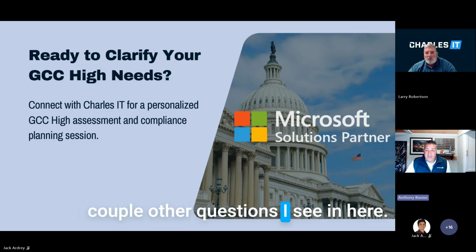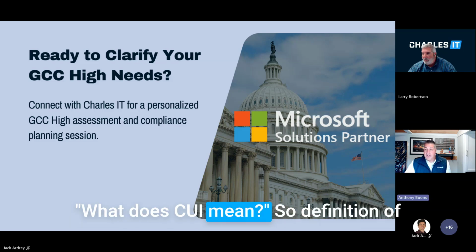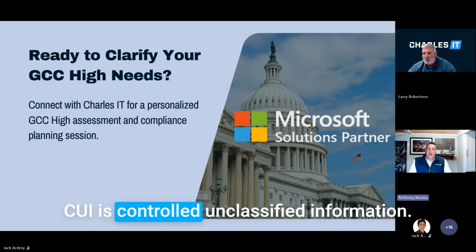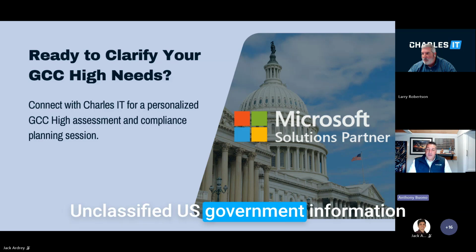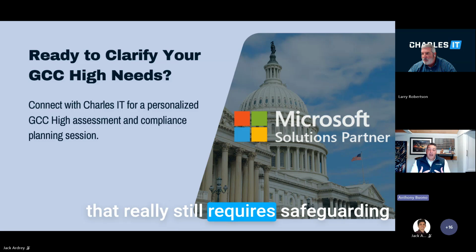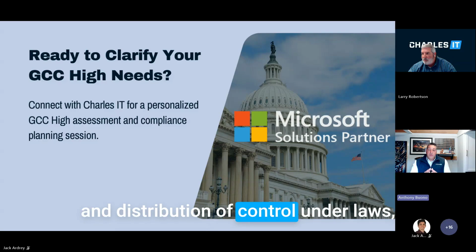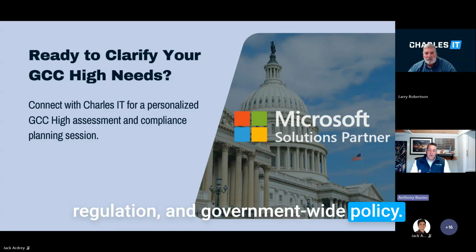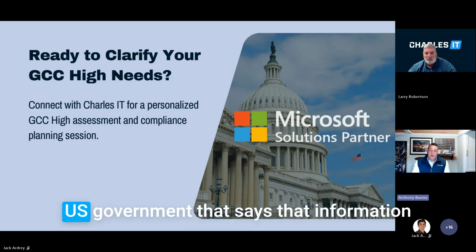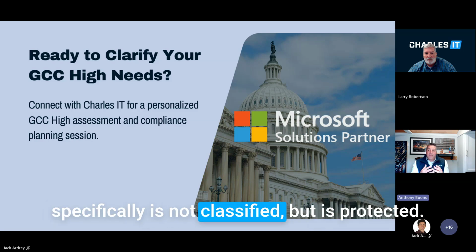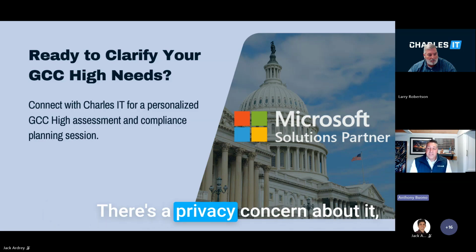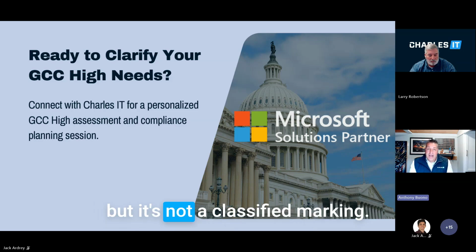A couple other questions I see in here. What does CUI mean? The definition of CUI is controlled unclassified information. Unclassified US government information that still requires safeguarding and distribution control under laws, regulation, and government-wide policy. What it really means is it's created by the US government, and that says that information specifically is not classified, but is protected. There's a privacy concern about it, but it's not a classified marking.